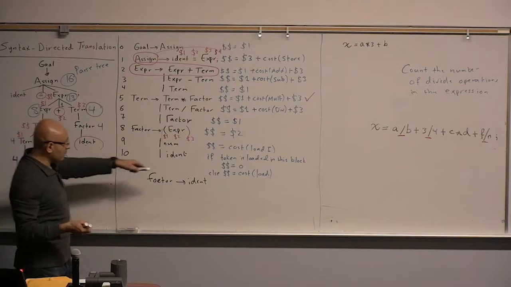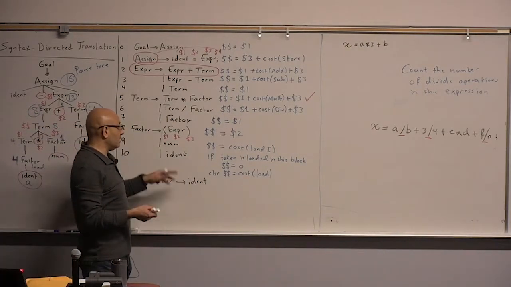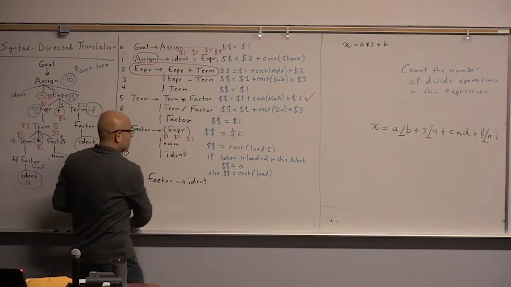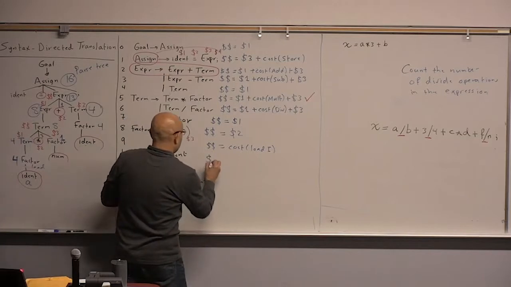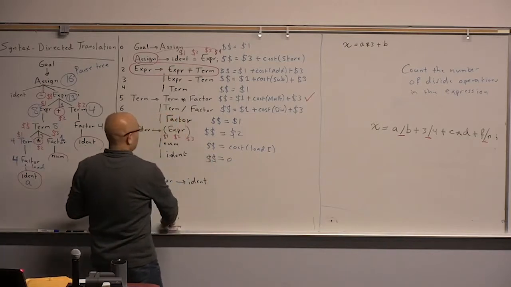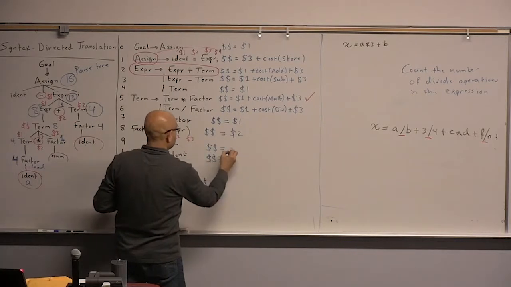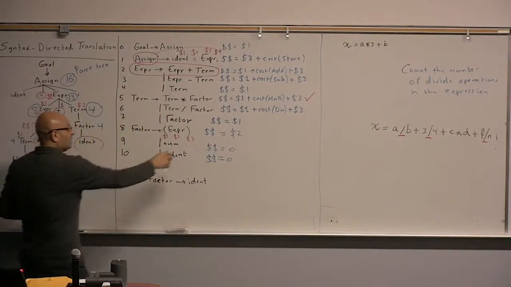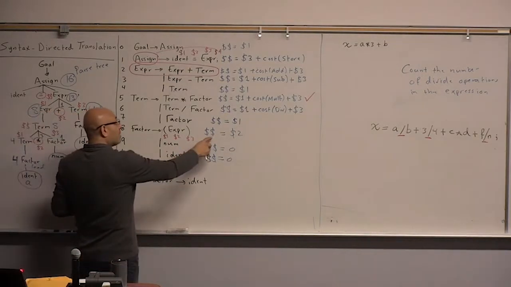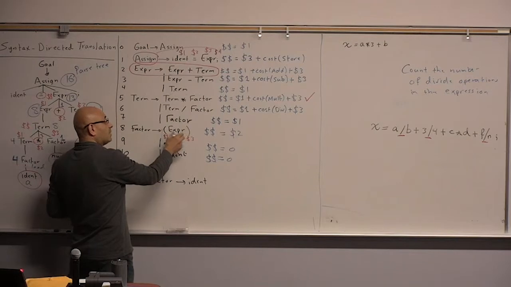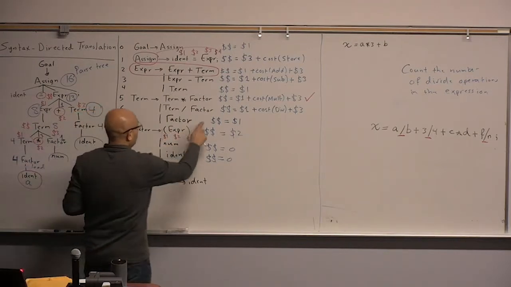So let's go through them one by one. So what should we write here? $sign equals 0. Yeah, this is the leaf. $sign equals 0. For the number, same thing. So these are the leaves. $sign equals 0. What should we write here? That can stay as is. It stays the same because the number of divides in this thing is equal to the number of divides in the expression.